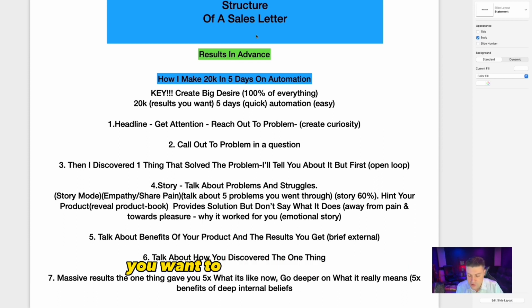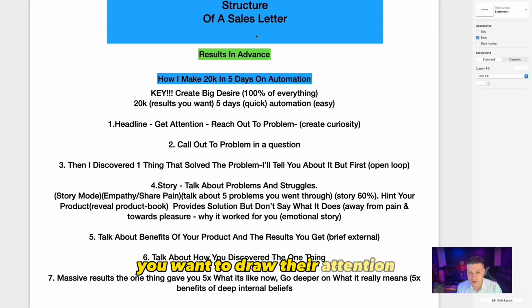You want to draw the reader in. You want to pull them in. You want to create their curiosity, and you want a light bulb to go off in their head about something that's like, that's what I want. Okay, 20K in 5 days. Bam, those are results in advance. That's what I want. So when you're making an ad, that's actually going to be your headline.